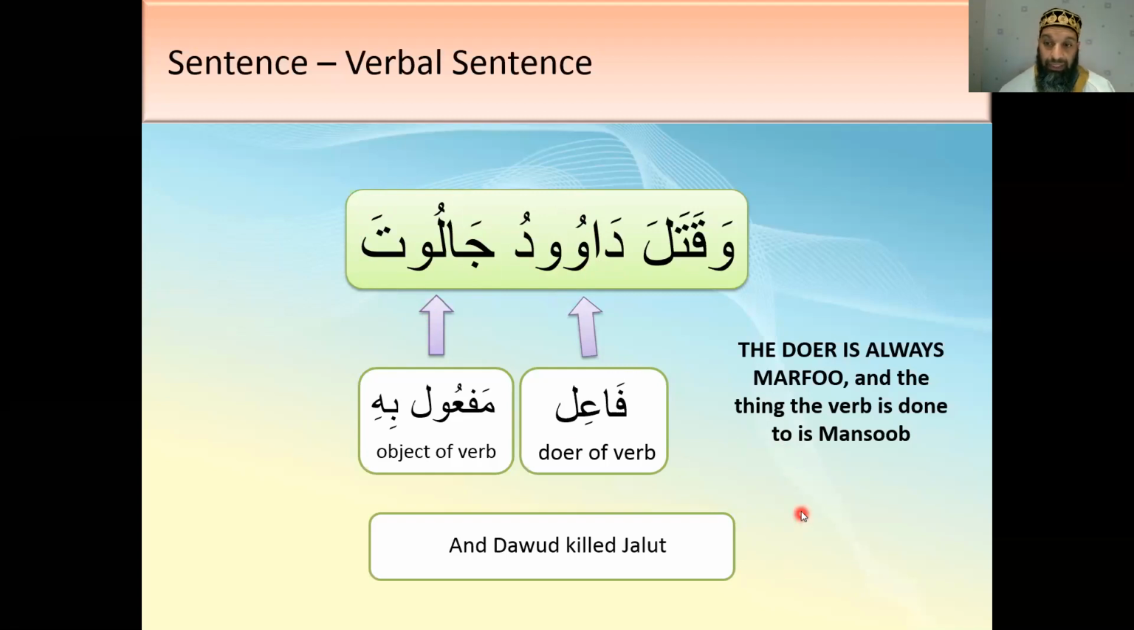Right? This is important because you cannot translate verses of the Quran. You cannot translate verbal sentences, sometimes at all, sometimes effectively, without knowing this rule. Right? So this is the super golden rule. And in my class, when I teach in a masjid, I make every single student repeat it. Because one of the benefits of repeating it is everybody repeats it, you hear it about 30, 40 times, and then it's your turn. So the doer is always marfu, and the thing that the verb is done to is mansub.